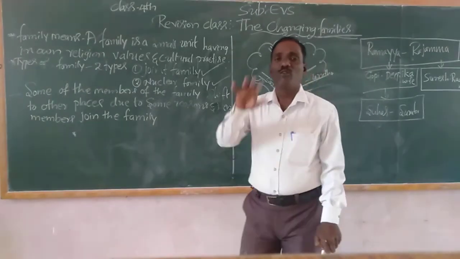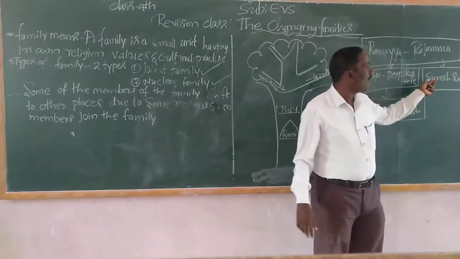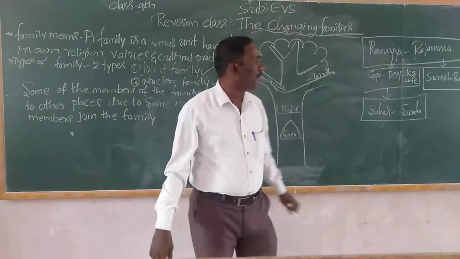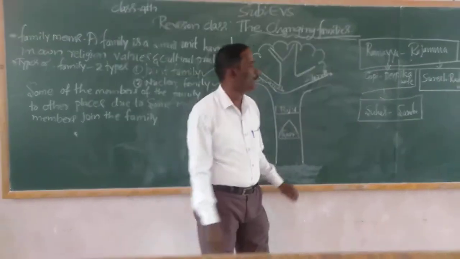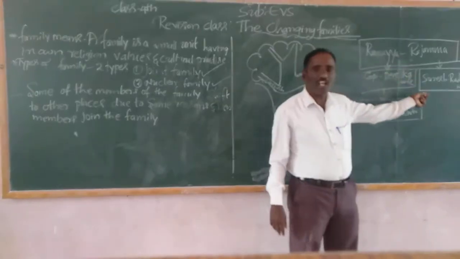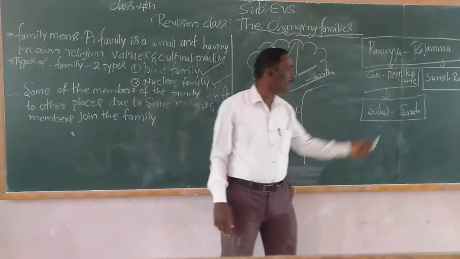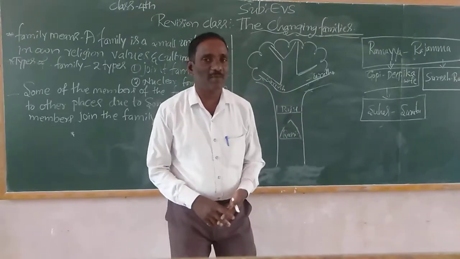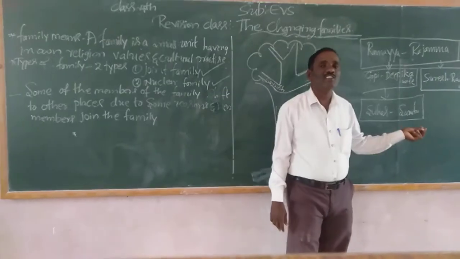Ramayya has 5 children. Other than the unmarried ones, Gopi and Suresha are married. Gopi's wife's name is Deepika. Suresha's wife's name is Radhika. Next, Gopi and Deepika have two children, Suhas and Surabhi.